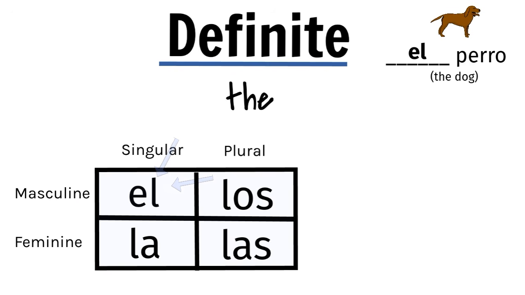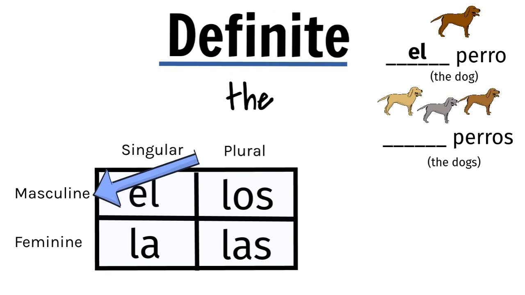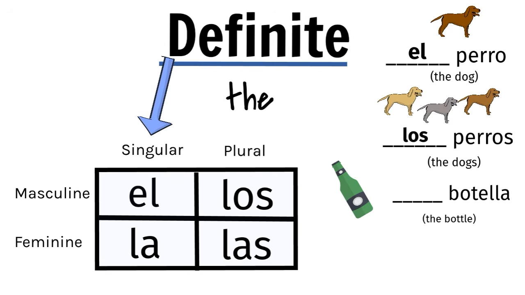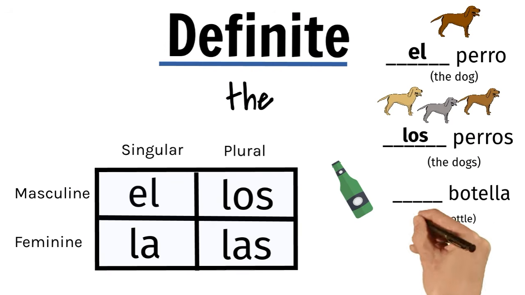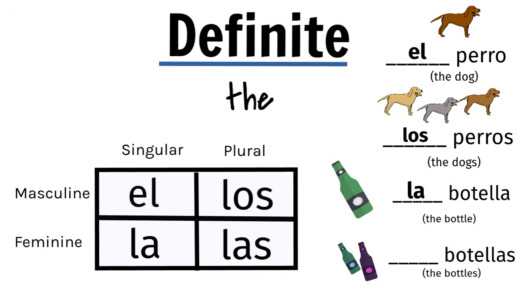If a masculine noun is plural, the is translated as los. So los perros is the dogs. If the noun is singular and feminine, the is la: la botella, the bottle. If the noun is plural and feminine, the is translated as las: las botellas, the bottles.